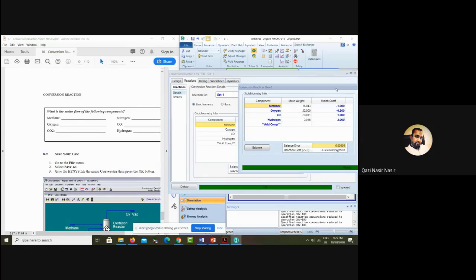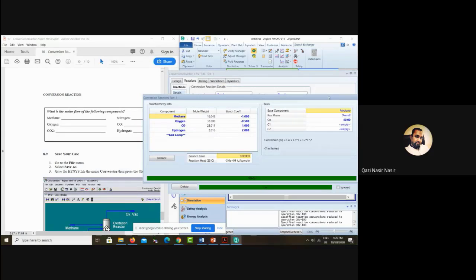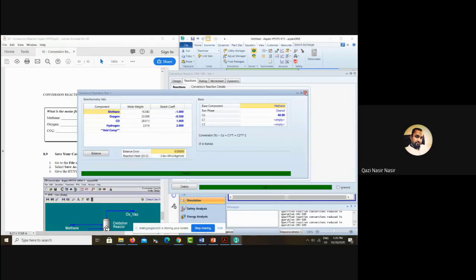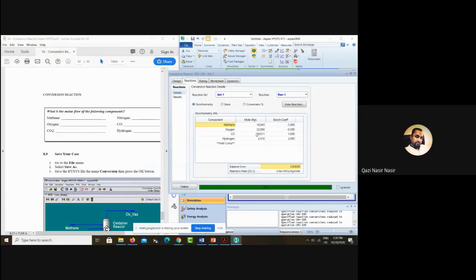Check these numbers and see if it is balanced or not balanced, or you can change the conversion also. Understand? It is only for your help, like when you want to open something, change something, or display some results. That is how you can understand it. Okay, thank you.